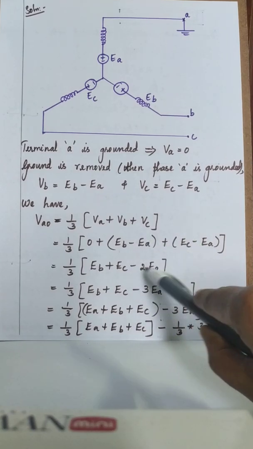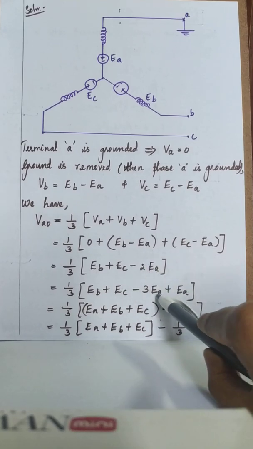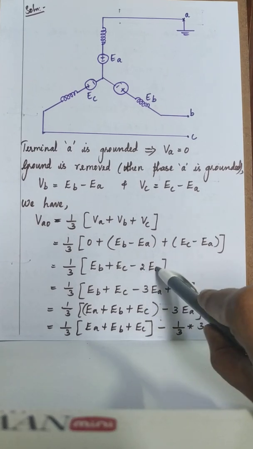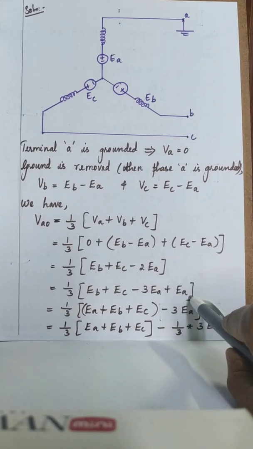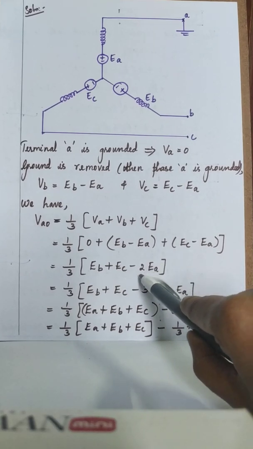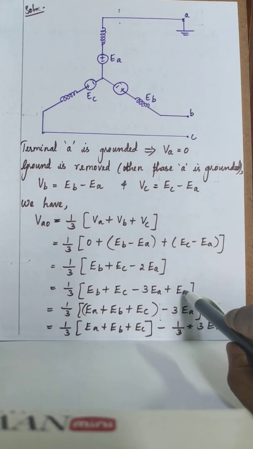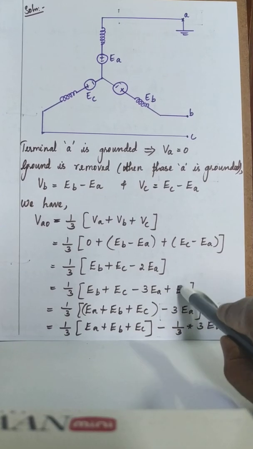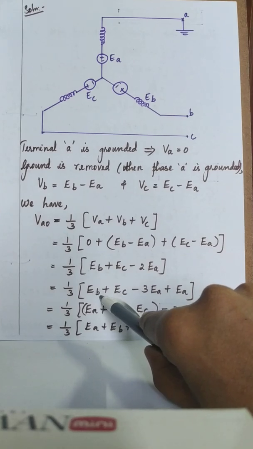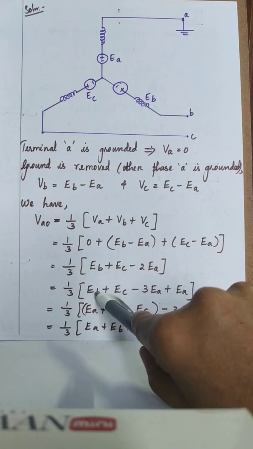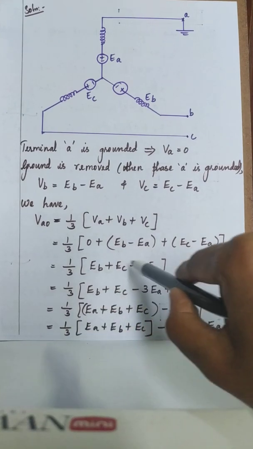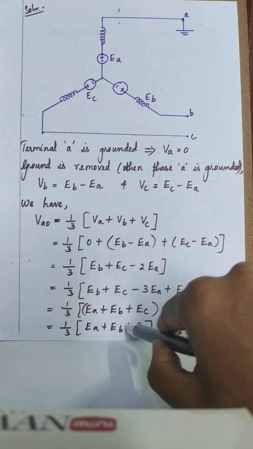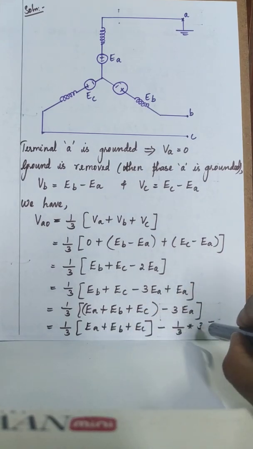We wanted the answer in terms of EA0, EA1 and EA2, so we are doing some alteration here. Minus 2EA is taken as minus 3EA plus EA. After replacing minus 2 by minus 3 plus 1, we take this EA and group it along with EB plus EC. So EA plus EB plus EC is one term, minus 3EA, which is 1 by 3 into (EA plus EB plus EC) minus 1 by 3 into 3EA.